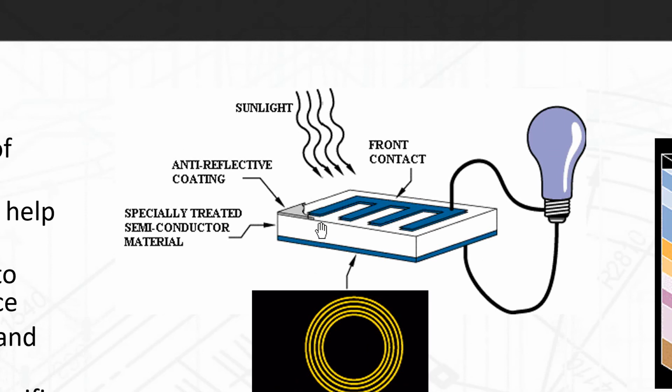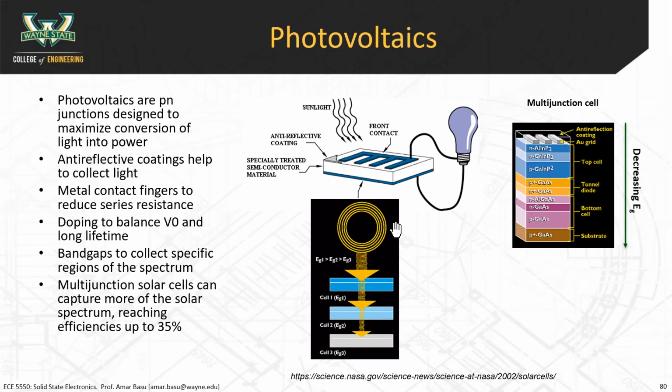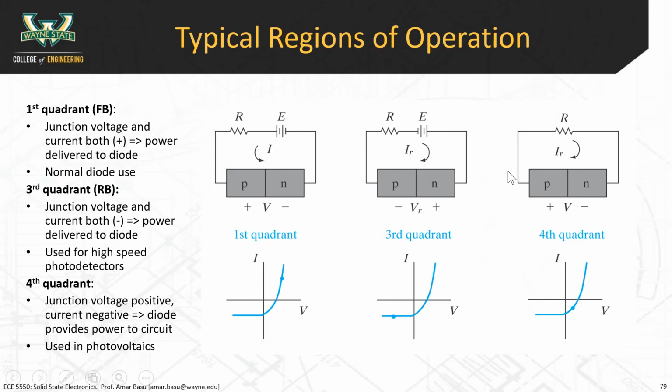And then the final thing is you notice that this green thing on top that looks like metal fingers is done to reduce the series resistance of the diode. If you want to use a diode in a photovoltaic mode, you actually want to minimize the series resistance so that more of your power is delivered to the load.